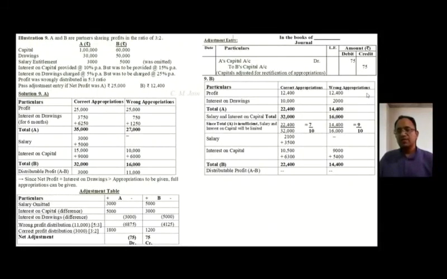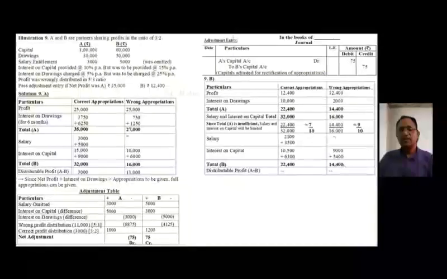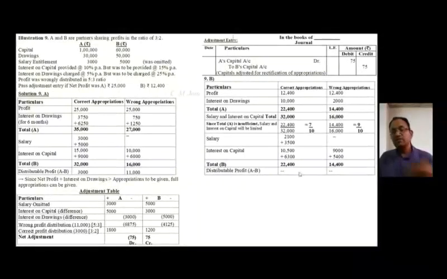Similarly, wrong appropriations, A is 14,400, B is also 14,400. So wrongly distributed profit was also nil. Clear up to here? Good. Now let's make the adjustment table once again.